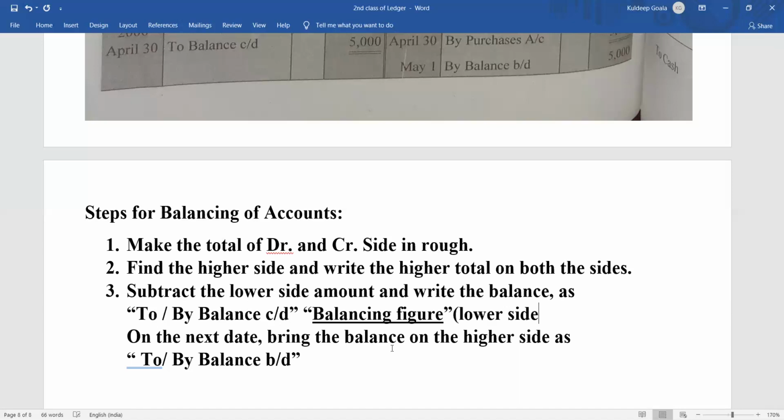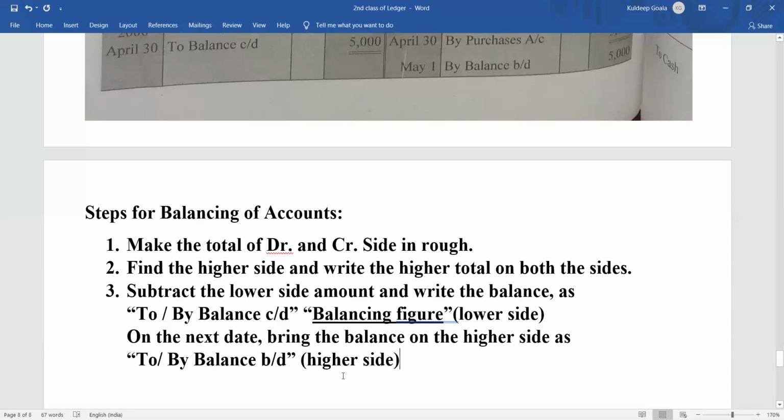We are making both the sides the same, like a weighing scale, taraju, with a pan on each side, so both the sides should be the same. The side which is lesser in value, on that side you will put the balance, and you will make both the sides equal. And on the very next date, you have to bring back the balance as balance brought down, on the side of the balance which is actually higher, the higher side. This will be done on the next date, on the higher side.